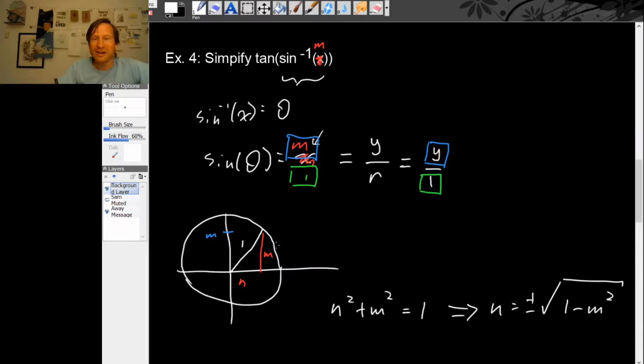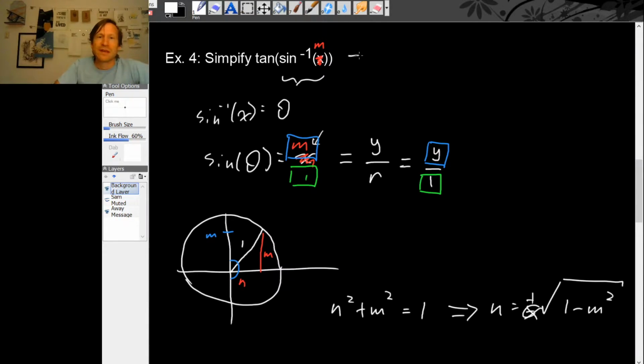But look, n is a horizontal coordinate, and this angle is coming out of inverse sine, so we know that whatever angle this is, it's in the right semicircle. So n is always going to be positive, so we don't have to worry about this negative possibility here.